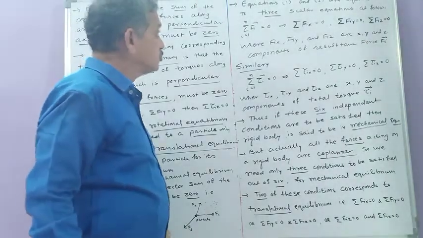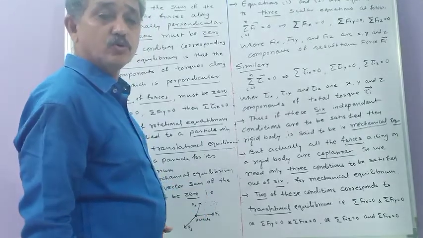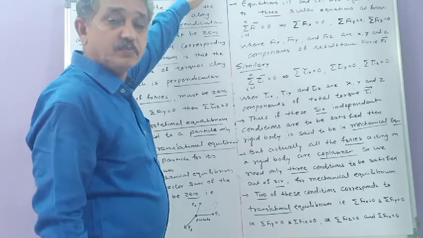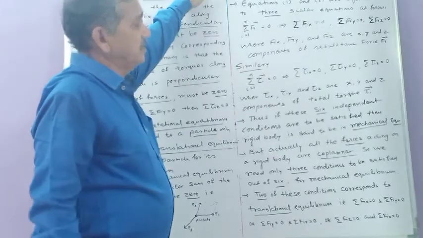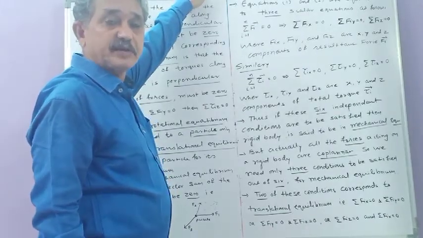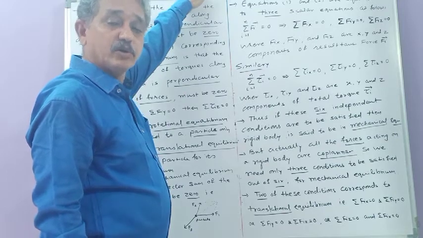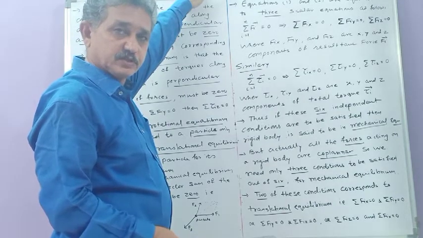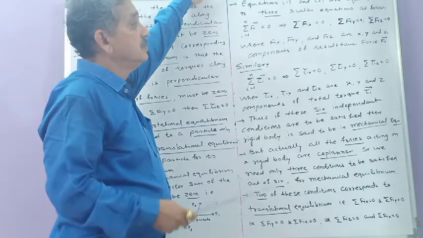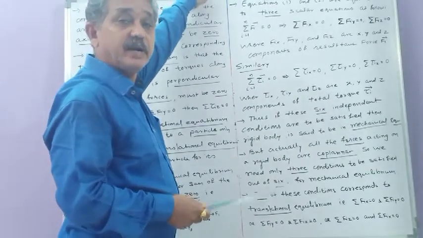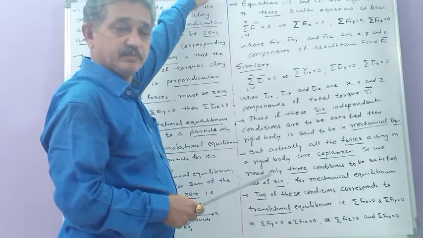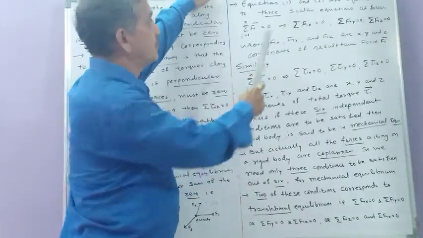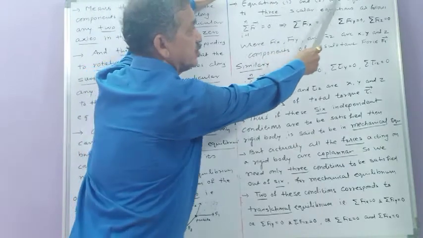So earlier we have seen that there are two equations showing the conditions of translation equilibrium and rotational equilibrium. Now we will reduce these equations of translation equilibrium and rotational equilibrium from the earlier two equations. Which were the earlier two equations? Equation 1 and equation 2.